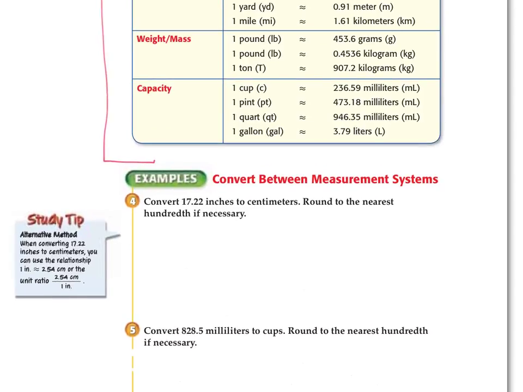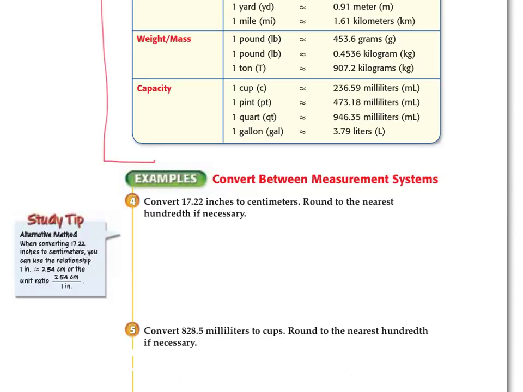Convert 17.22 inches to centimeters. Round to the nearest hundredth if necessary. Now, I personally like to use proportions to do this, but you can also use the unit ratios. I will show you both ways. Convert 17.22 inches to centimeters. Round to the nearest hundredth if necessary.